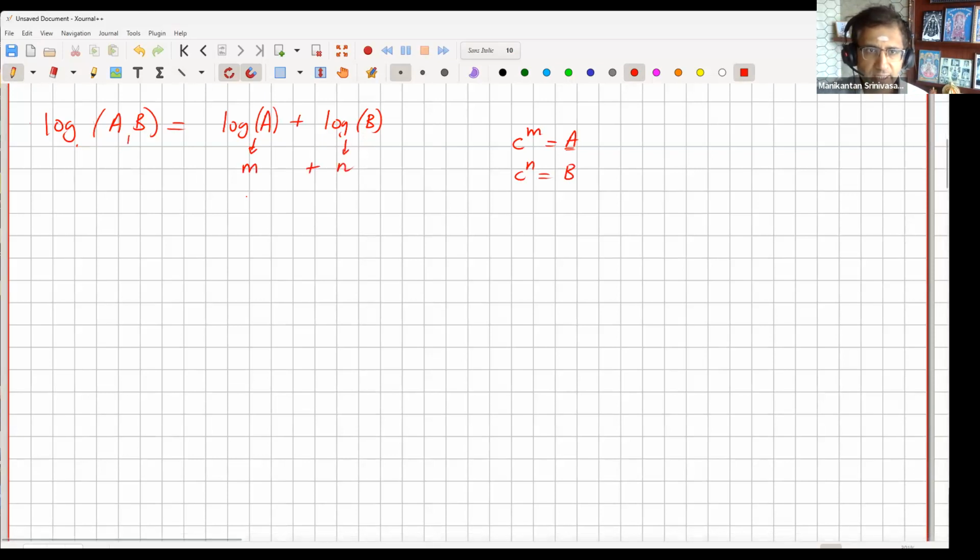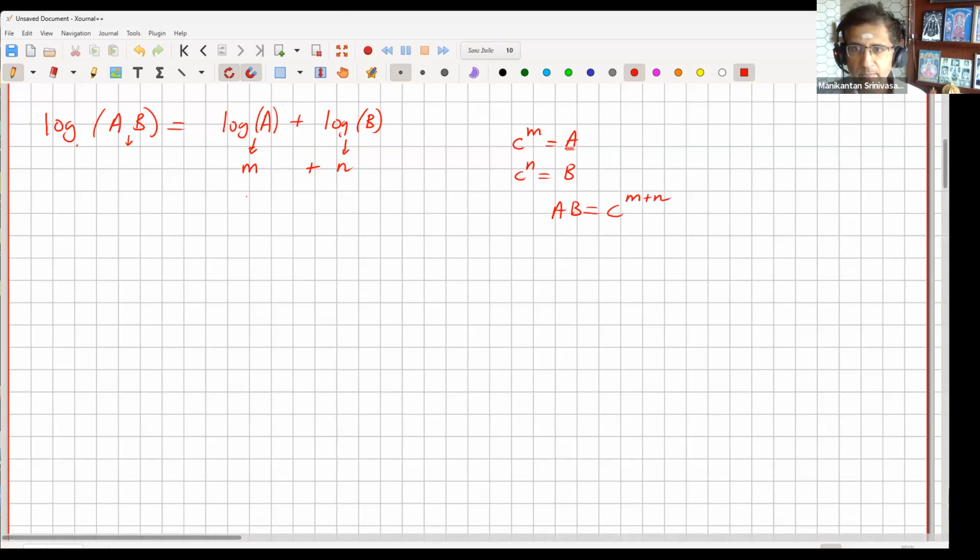So what is the left-hand side? AB. What is AB? AB is the product of C power M and C power N, which is C power M plus N. And if I ask what is log of C power M plus N to the base C, let me just put C so that it's easy for everyone to follow. Then we can see that log of C power M plus N to the base C is indeed M plus N. So it is true that M plus N is equal to M plus N.